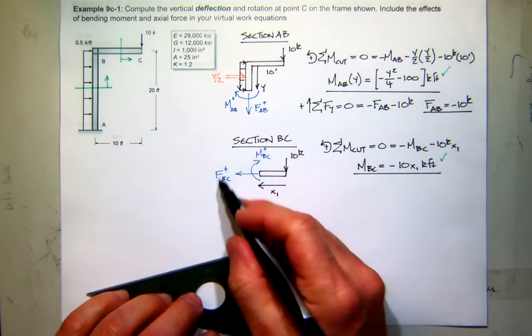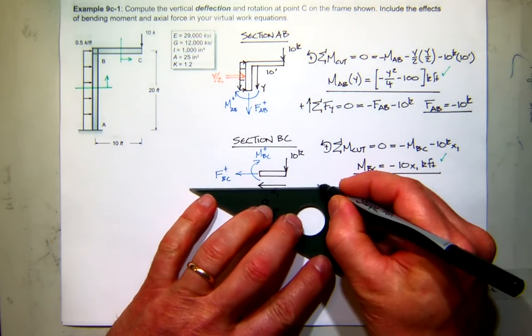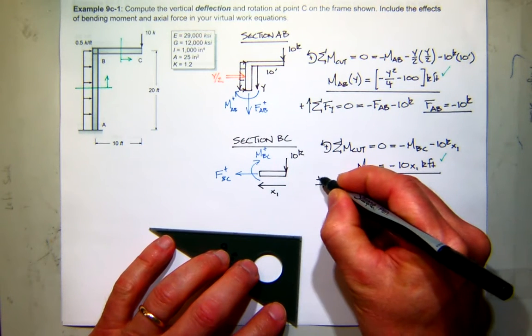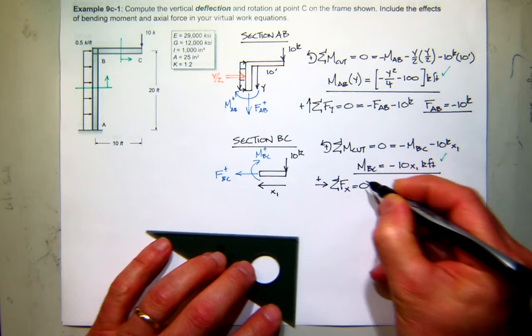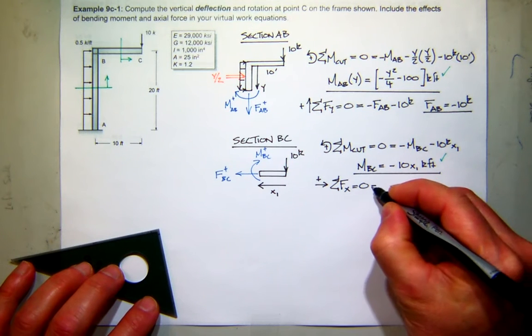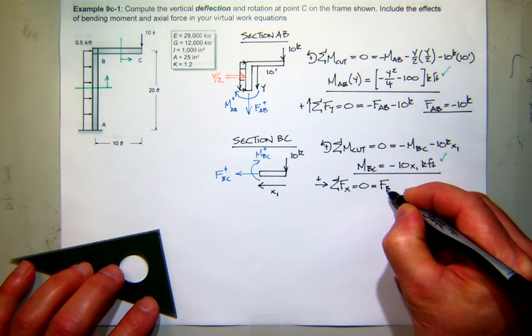And then while I'm here, I want to find the axial force. To do that, I'm going to sum forces in the x direction and make sure I'm in equilibrium. In the x direction, you can see all I have is BC.